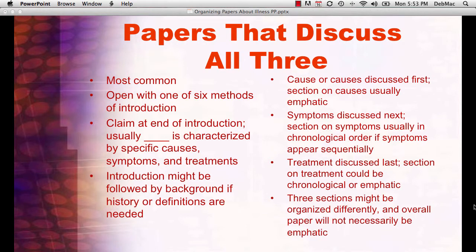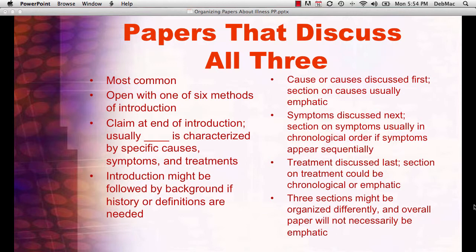But these three sections might be organized differently. You might have a section on causes that's emphatic, a section on symptoms that's chronological, and a section on treatment that is just discussing one treatment and is neither chronological nor emphatic. That's perfectly fine. And overall, your paper will not necessarily be emphatic. Now, that's something to keep in mind because I emphasized using emphatic order in paper 1 because of the type of paper it was. But this type of paper is not necessarily going to be in emphatic order.